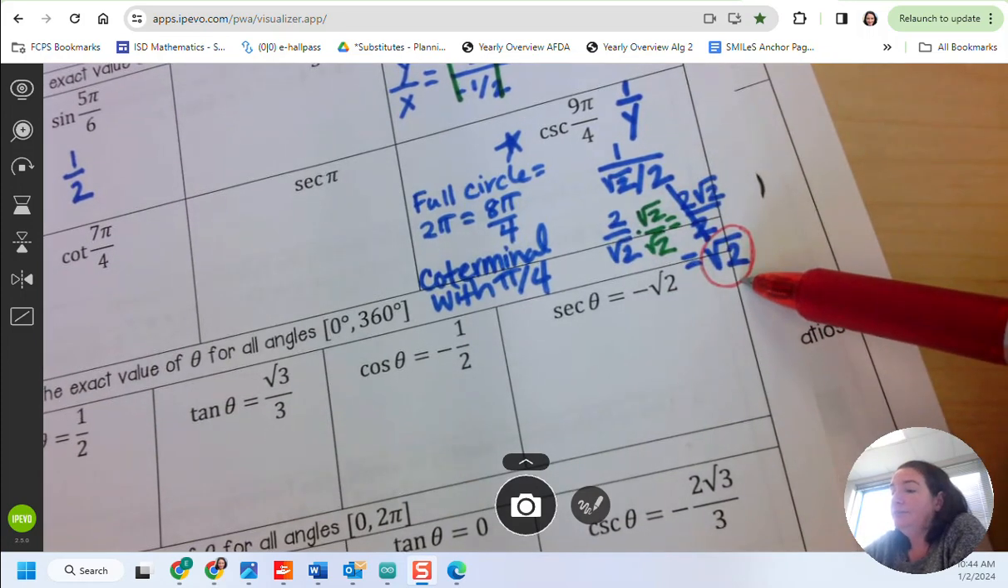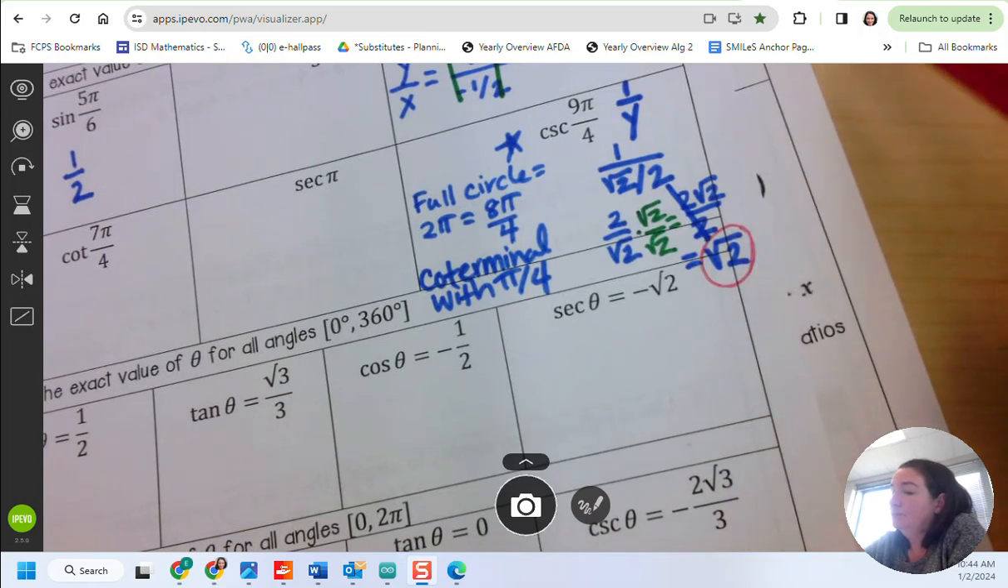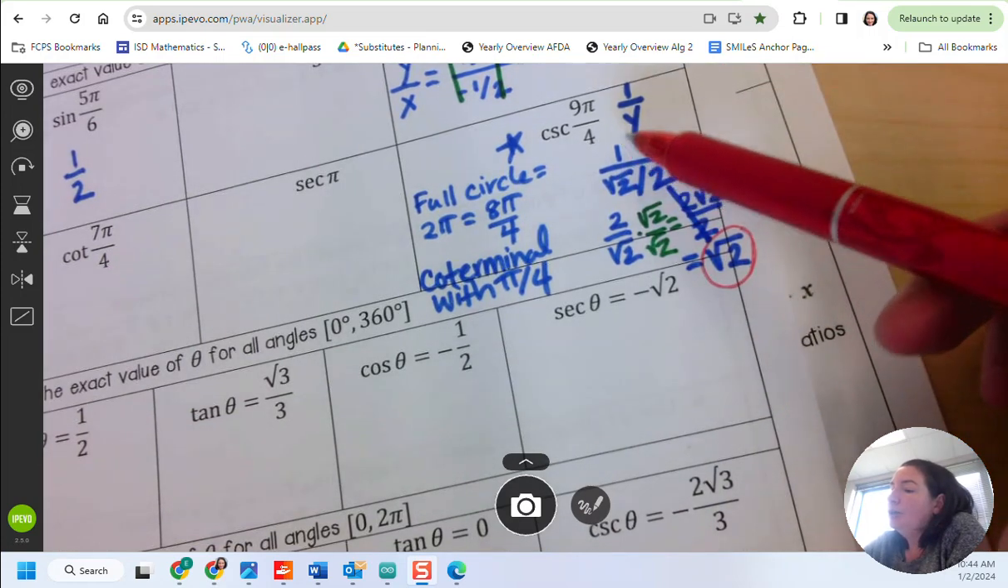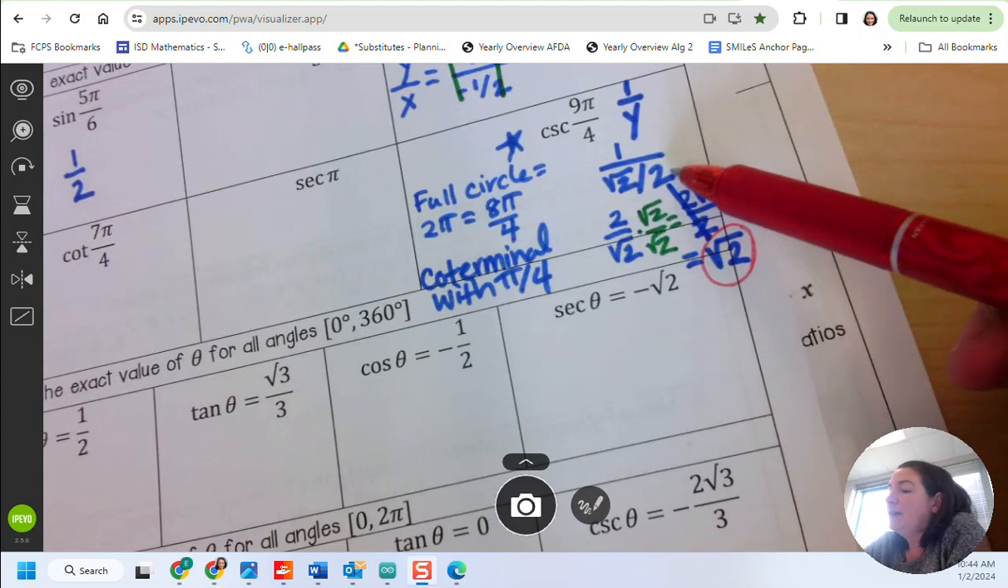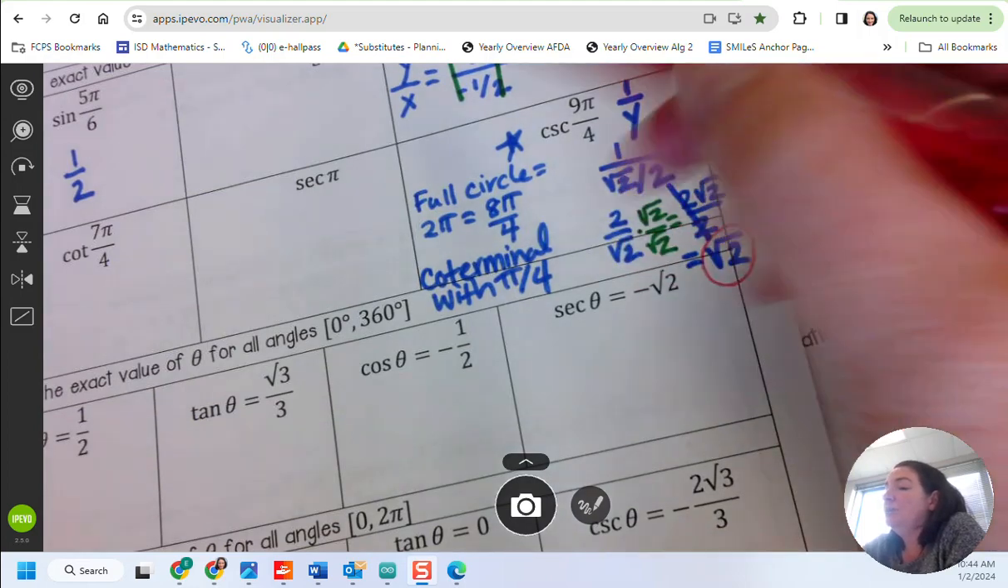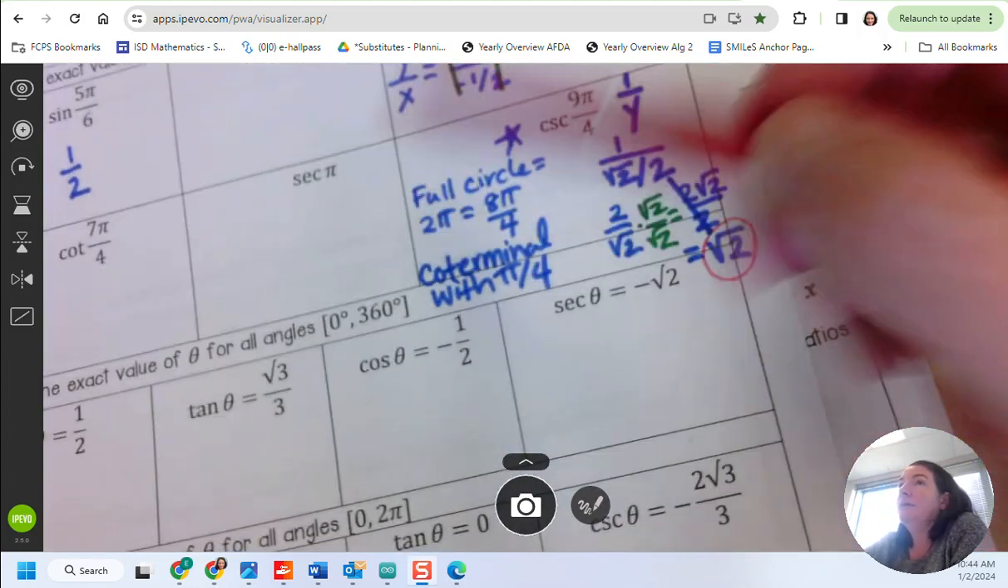But how did the 1 become a 2? So I'm going to show you on the board how to divide this and simplify this. But if you're good with this, you guys can move on because I want everybody working on these as well.